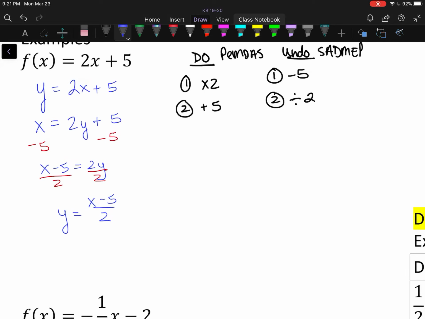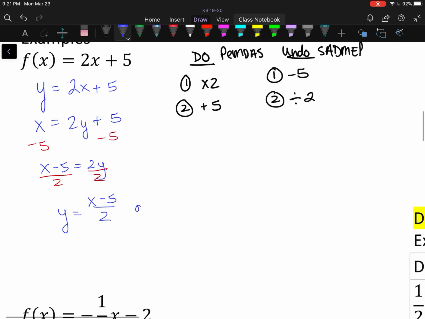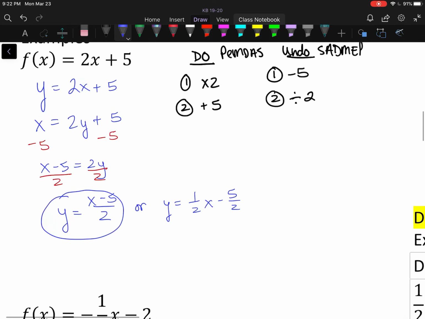Now, you can leave your answer like this, or some of you, if you were to have to graph this, may feel more comfortable with y equals 1/2 x minus 5 halves. Just remember to divide both pieces by 2. I prefer this answer here just because it allows you to see all the steps of undoing. But like I said, if we were going to graph, we would probably want to write it like the one on the right. Your final step to this would be to write the inverse of f of x in front. And then we are done.